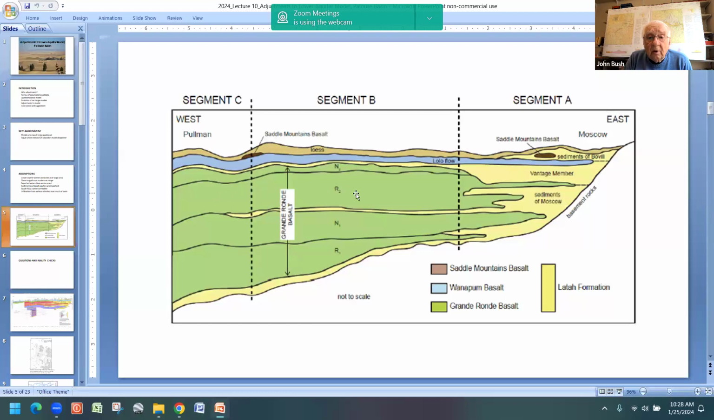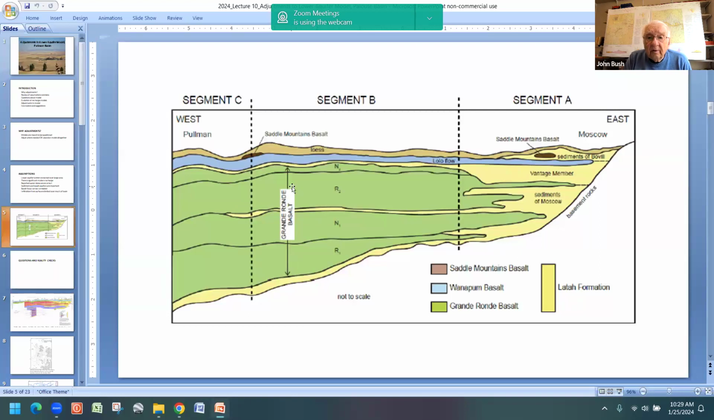And when you go across to the east to Moscow, most of the water there is coming from the same interval, but it's also coming from the sediments. There are 3 wells which get water from the bottom also below that interval. So Moscow is a mixture of water coming from down against the basement rocks and water coming primarily from what we call the R2 interval.